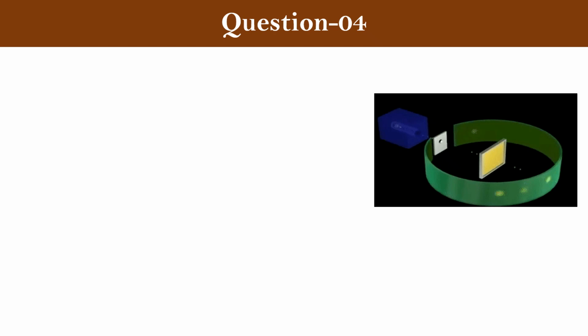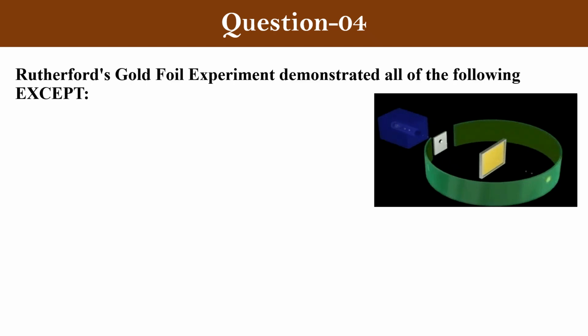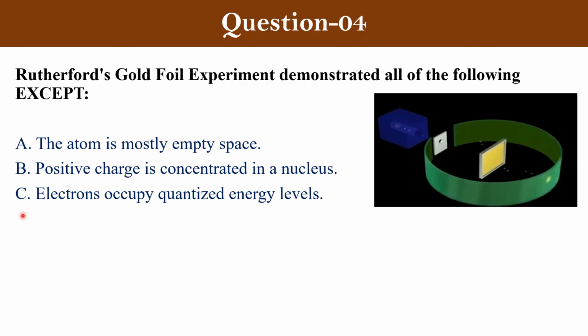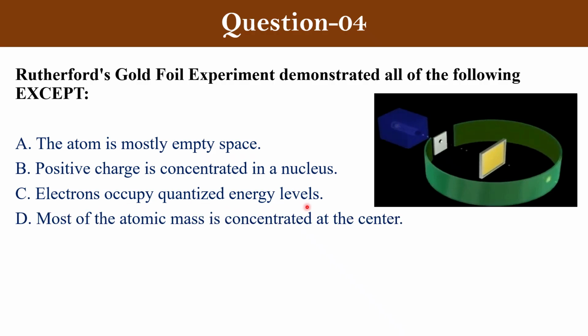Now move towards question number 4. Rutherford's gold foil experiment, a very famous experiment, demonstrated all of the following except: option A, the atom is mostly empty space. Option B, positive charge is concentrated in a nucleus. Option C, electrons occupy quantized energy levels. Option D, most of the atomic mass is concentrated at the center.